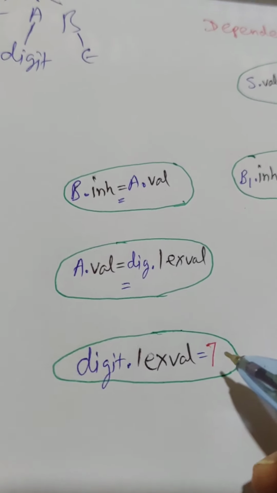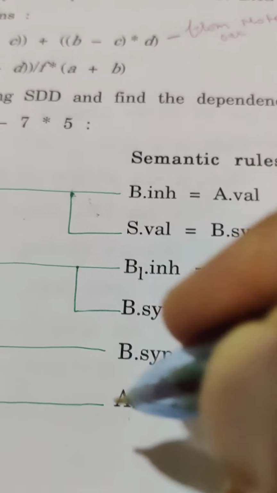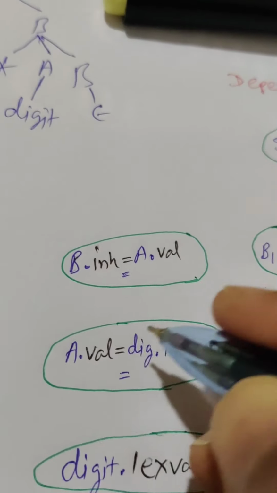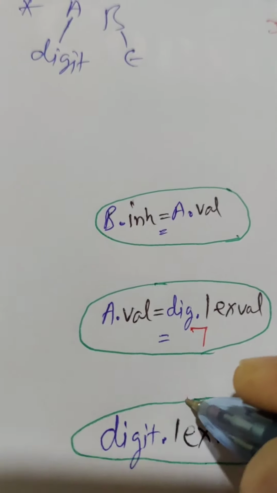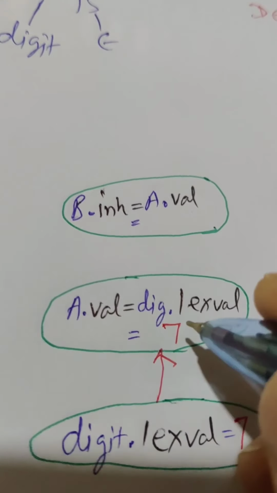Now here we say that A.val equal to digit.lexval. So this A.val is going to get digit.lexval. So the 7 value is transferred from here to here. So the arrow goes from here to here. The value 7 is transferred from here to here.